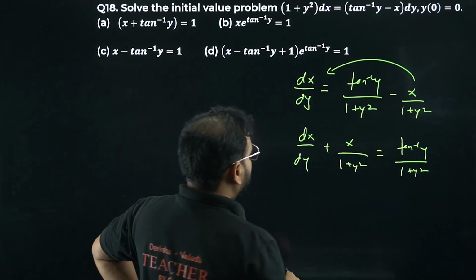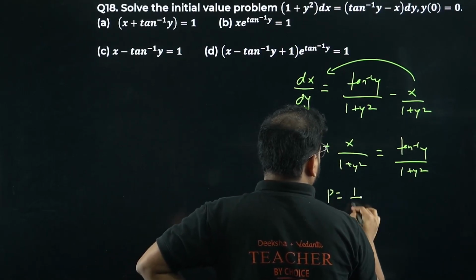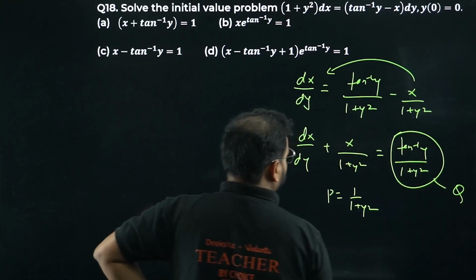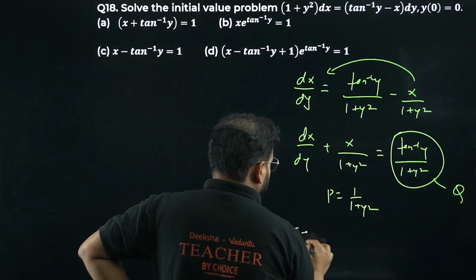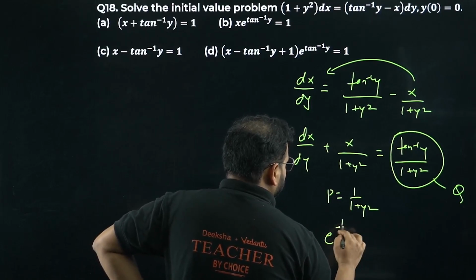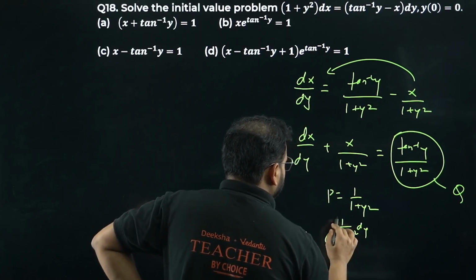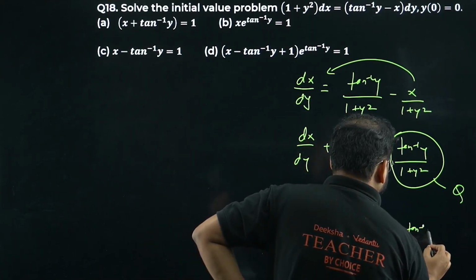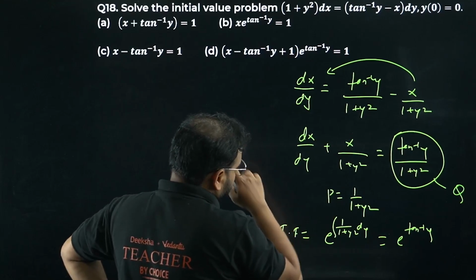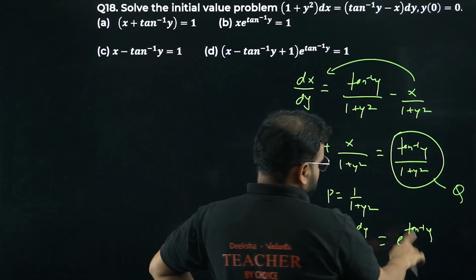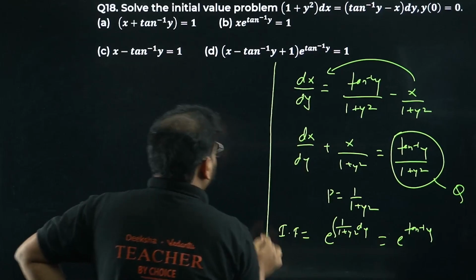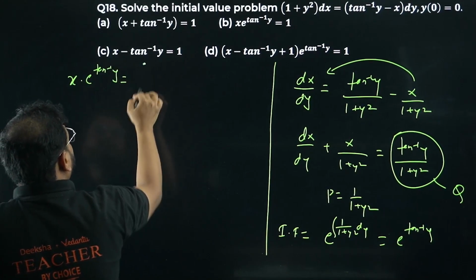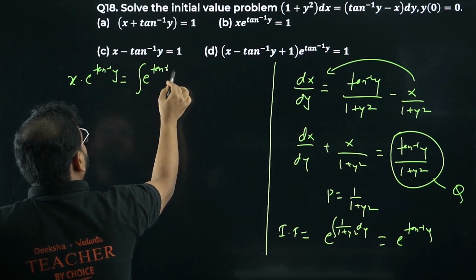Okay. So now from here I can see p value is 1 upon 1 plus y square, and my whole right-hand side is my q value. So my integrating factor will be nothing but e power integral of 1 upon 1 plus y square dy, and this will be nothing but e power tan inverse of y. Okay, chaliye. So I can write this answer over here, please check. I'll have x times e power tan inverse of y equals integral of the same thing, e power tan inverse of y, the IF, into q.